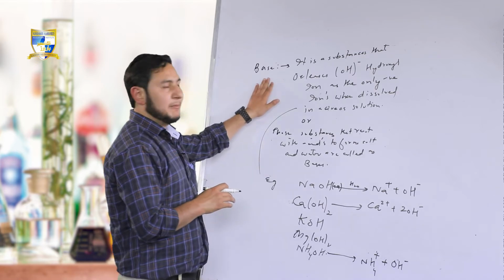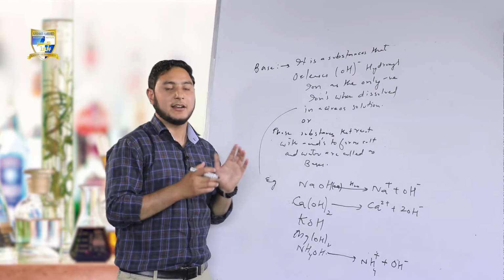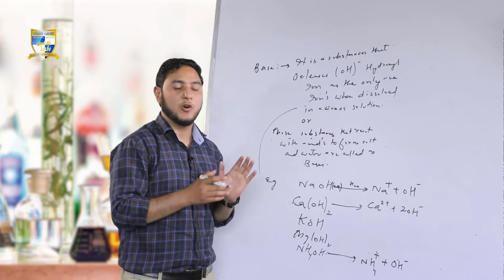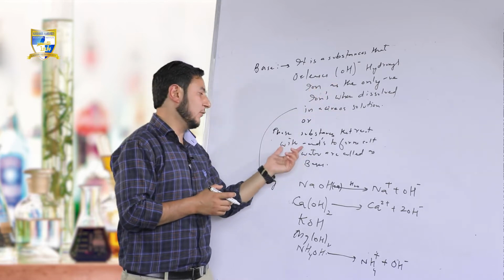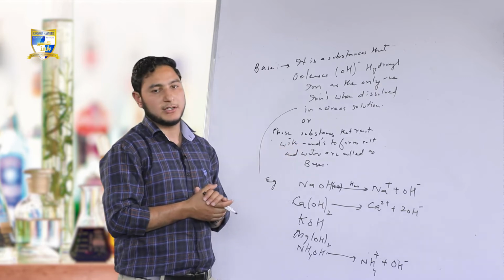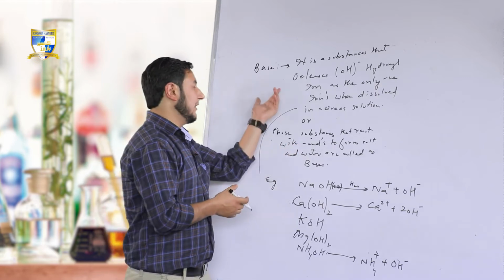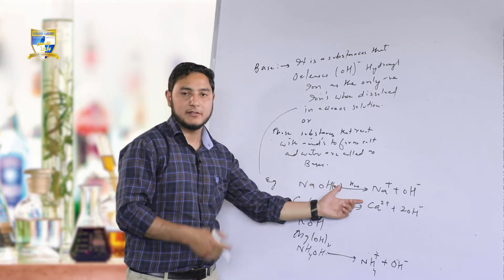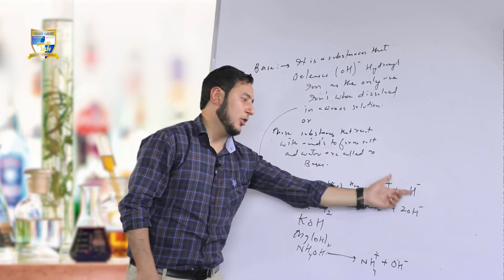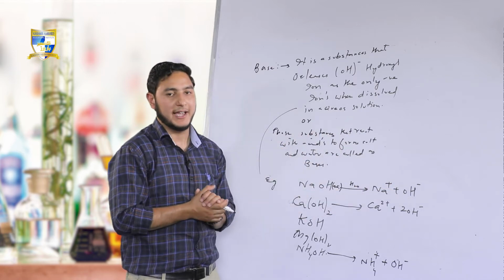According to Arrhenius, I am repeating, a base is a substance that releases OH negative ions as the only negative ions, or the substances that react with acids to form salt along with water are also called bases. Now looking at the examples of bases, we have NaOH, sodium hydroxide. When it is dissolved in aqueous solution, it forms sodium along with OH negative ion, that is hydroxyl ion.